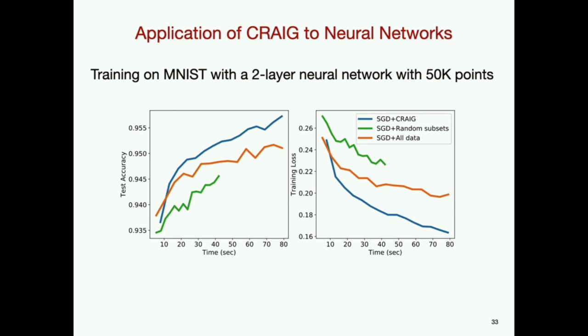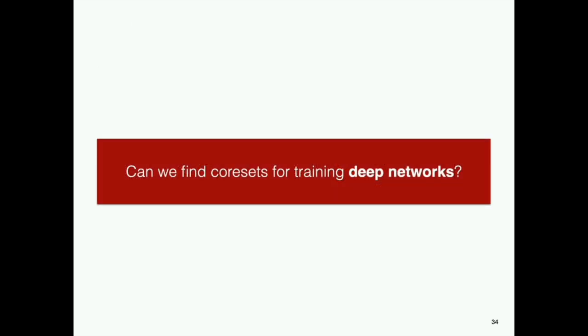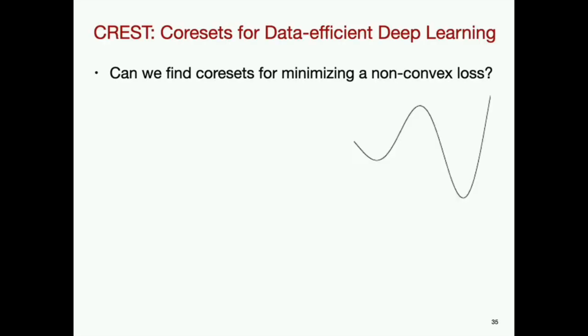You see that this is doing much better than random subsets and even better than full data. We are good, and we are getting 2 to 3x speed up. Here I'm updating the subset at the beginning of every epoch. Okay. So we are good with convex functions, but we don't have any guarantee for neural networks yet. So can we get some sort of a guarantee for neural networks too?